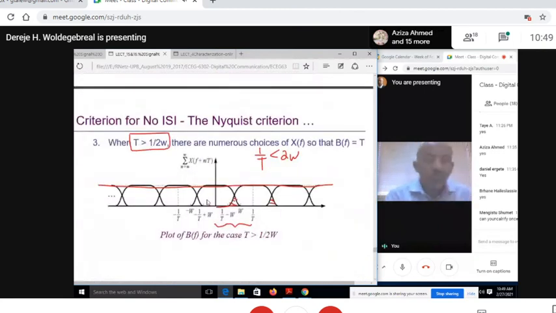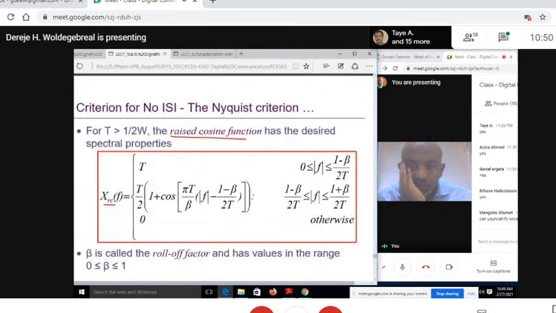The next option would be to operate at a rate which is slightly lower than the Nyquist rate. If 1 over T is less than 2W, the pulses do overlap. Here is the mathematical view. If we operate at a rate slightly less than the Nyquist rate, then at least we can come up with pulses that fulfill the zero ISI criterion. One of the candidate pulses is what we call the raised cosine pulse.